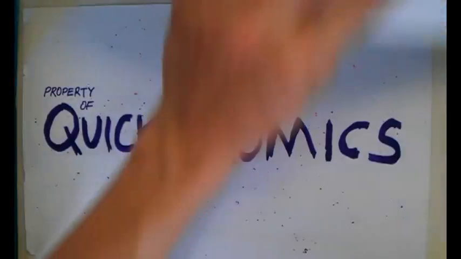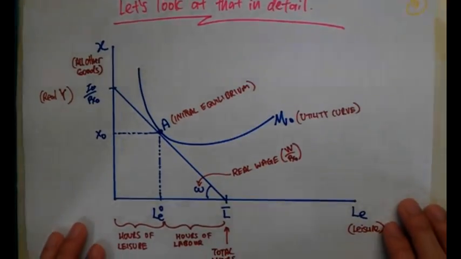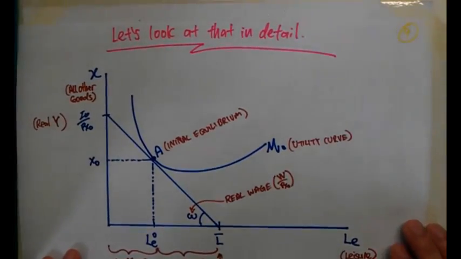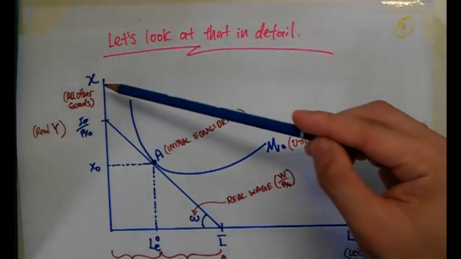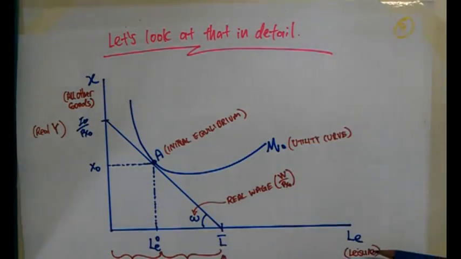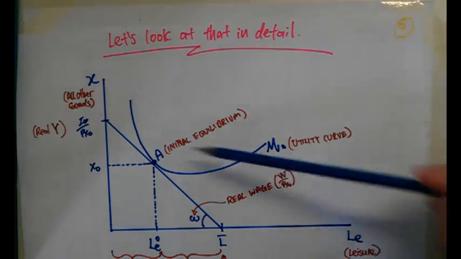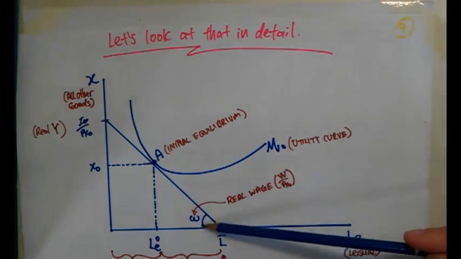I tell you what, let's take a look at it in detail. I got a bigger graph over here for you. Let me cover some things up for you first. Now, as I was saying, X is all other goods, Y is the hours of leisure. This is your budget constraint, and remember this angle over here is going to be the real wage.